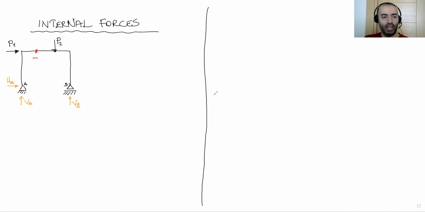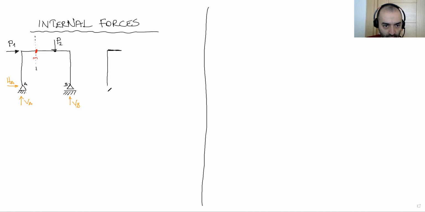Here, we have only one point. I'm going to explain the problem on this point M. Here, I'd like to find the internal forces for only this point M. Okay, point M, only for this point. To do that, we cut the system from the point where we'd like to see the internal forces. The point is M. We cut the system from point M.